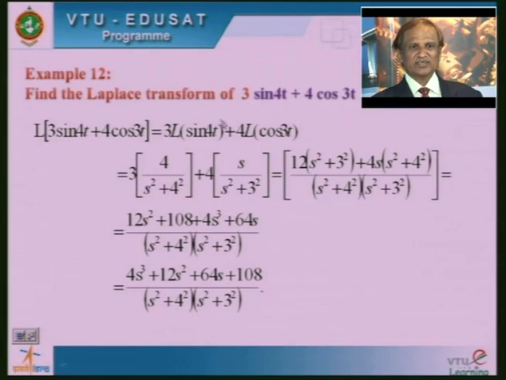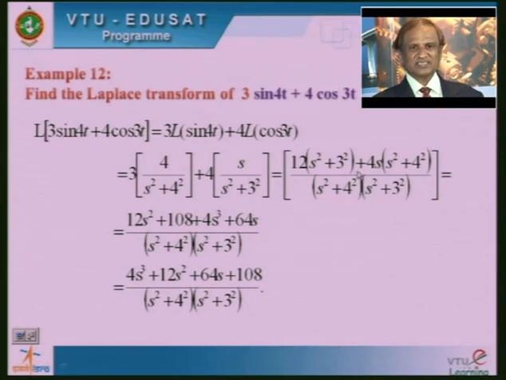And we know that Laplace transform of sine 4t is 4 divided by s square plus 4 square. The 4 is constant, keep as it is. Cos 3t is s divided by s square plus 3 square, right. Again you can take the LCM. What is the LCM? s square plus 4 square, s square plus 3 square. So, that is equal to 12 times, 3 into 4 is 12, into s square plus 3 square, right.